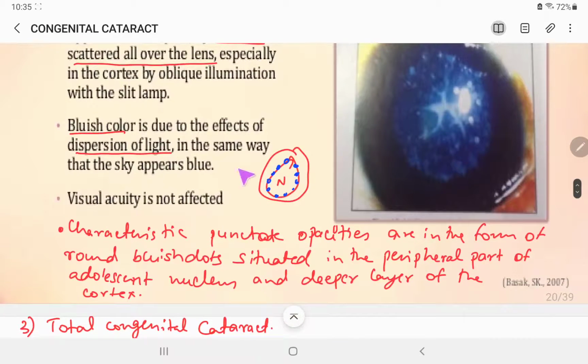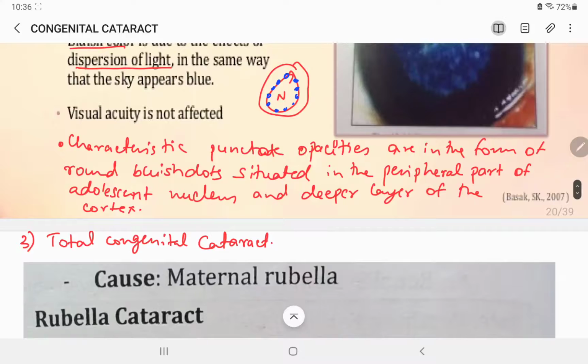Why does it seem to be blue? It is the same answer as why the sky appears blue. The bluish color is due to the dispersion of light, in the same way that the sky appears blue, and here the visual acuity is not affected.